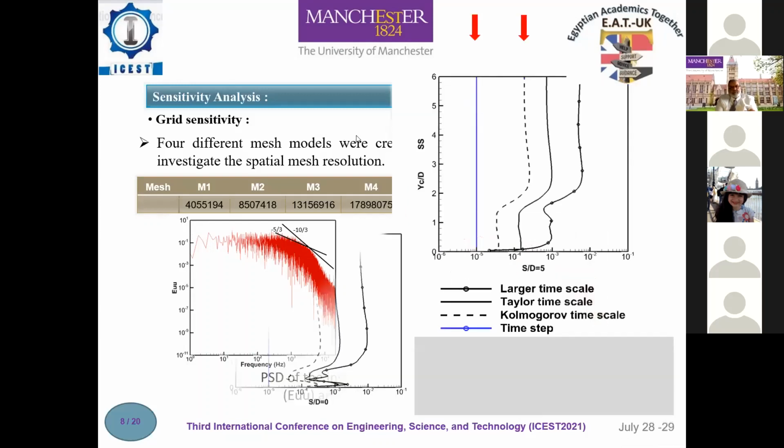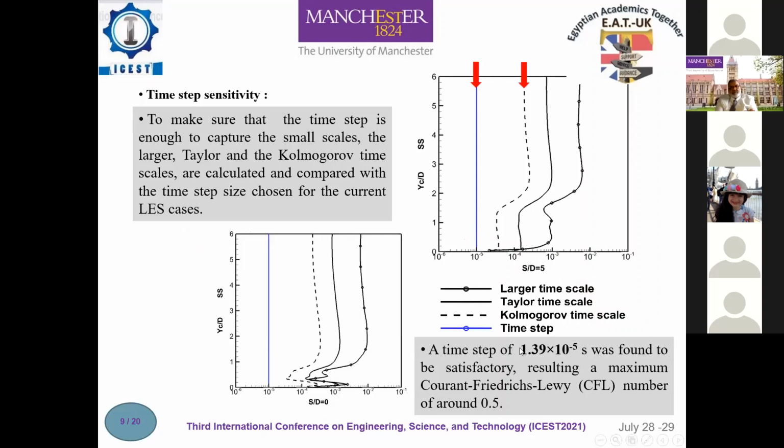A time step of 1.39 times 10⁻⁵ seconds was chosen for the current simulation. This time step keeps the Courant number, CFL, less than 1 for most of the flow field. However, to ensure that the chosen time step was enough to capture the small scales, the Taylor and Kolmogorov time scales were calculated at different locations and compared with the time step size chosen for the current LES cases. This figure shows that the chosen time step for the present simulation is even smaller than the Kolmogorov time scale, which is one of the requirements of the LES method.